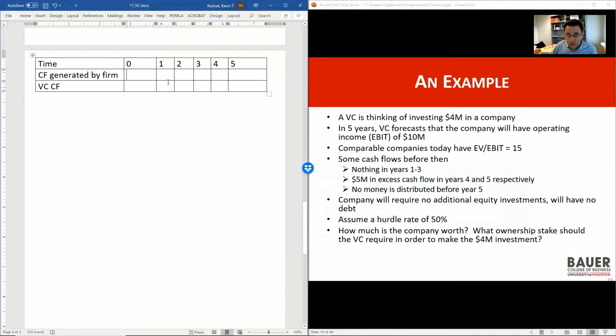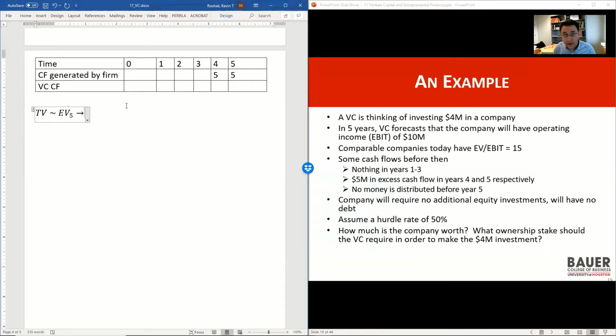Nothing is generated by the firm up until year 4. Okay, so nothing's in year 1 through 3. You get $5 million in year 4 and $5 million in year 5. Okay. But then there's also the terminal value, right? We still need to figure out the terminal value in addition to these cash flows in year 4 and 5. Recall that the terminal value is an enterprise value, but it's an enterprise value at time 5. It's how much the company is worth, how much the operations are worth at year 5.